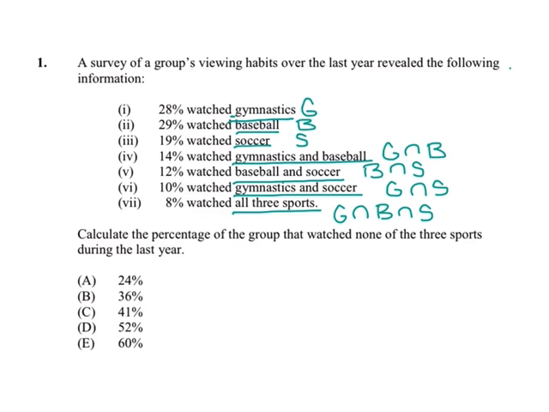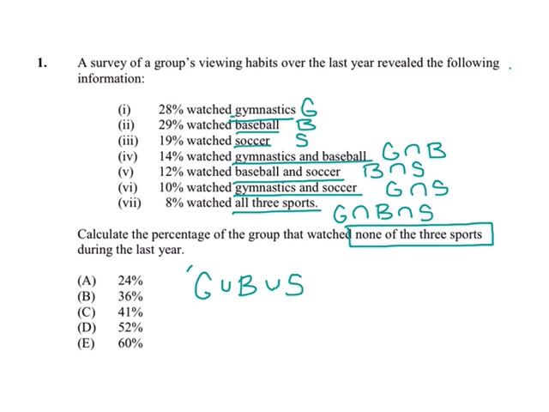Okay. And they want us to find the percentage that watched none of the 3 sports. Well, they give us percentage, so we know our total is out of 100. To find out how many watched none, we first need to know how many watched at least one. As long as they're in the union of gymnastics, baseball, and soccer, then we know that they watched at least one of the 3 sports. But we want the ones that watch none of them.